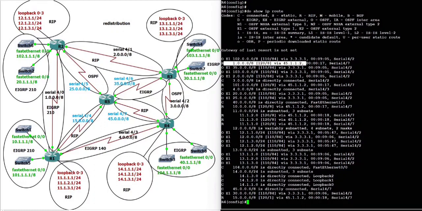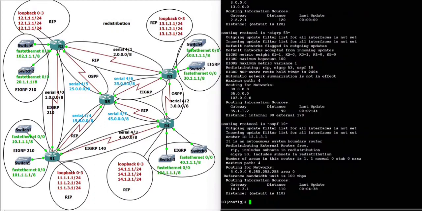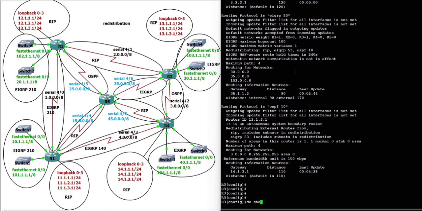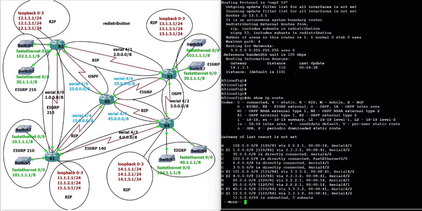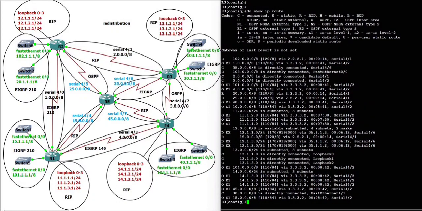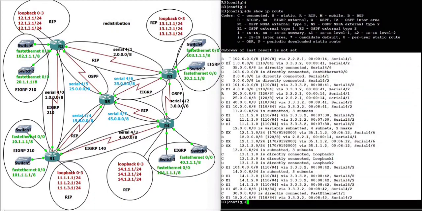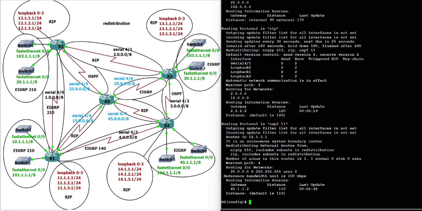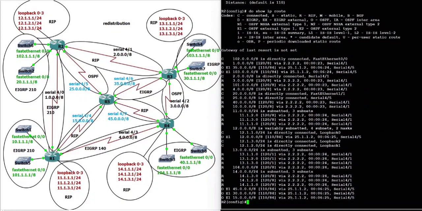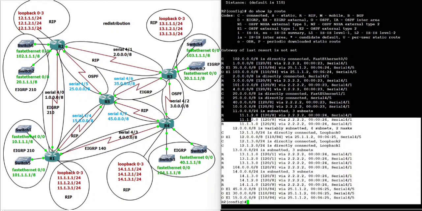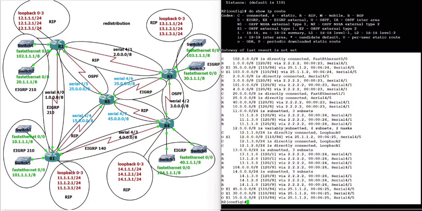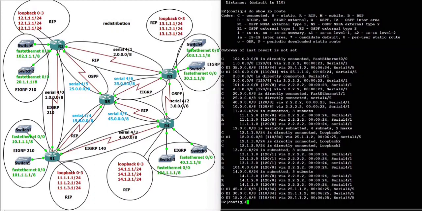Now on router 3, show IP route. You can see all the networks. Now on router 2, show IP route. You can see the networks, all the routes are there.